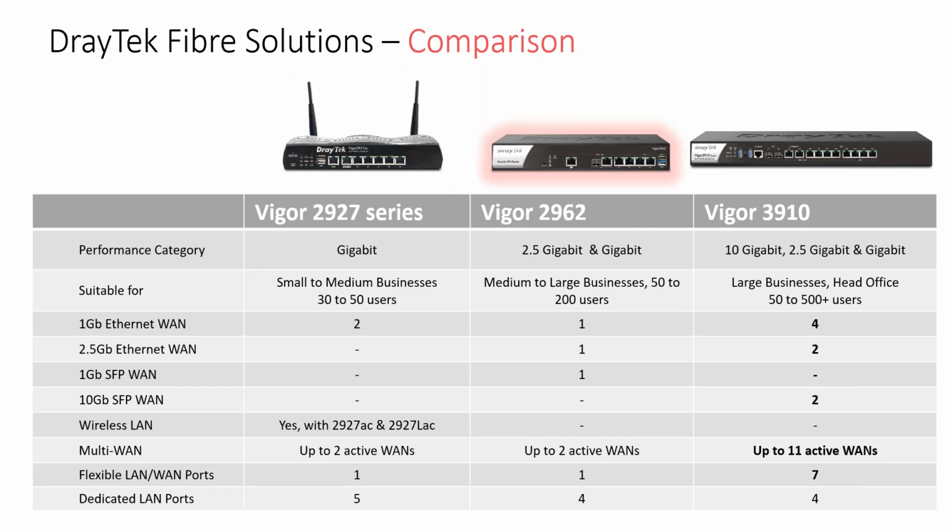The Vigo 2962 caters for larger networks needing more performance, with almost 2.5 gigabit capability. It comes with a 2.5 gigabit Ethernet port to use either as a LAN or WAN, and it has an SFP module slot, which is shared with the Ethernet WAN port, giving 2 active connections for load balancing and 4 LAN ports.